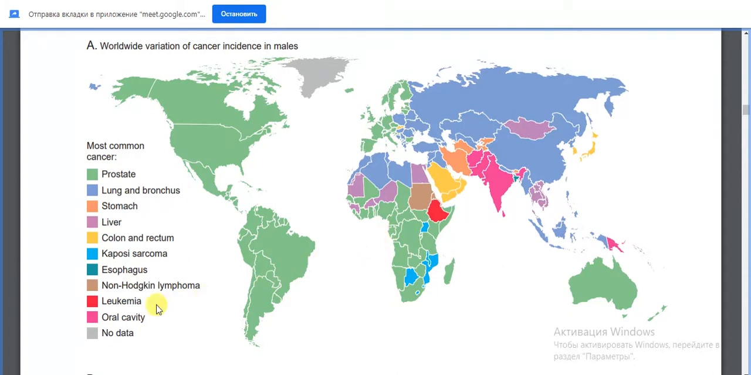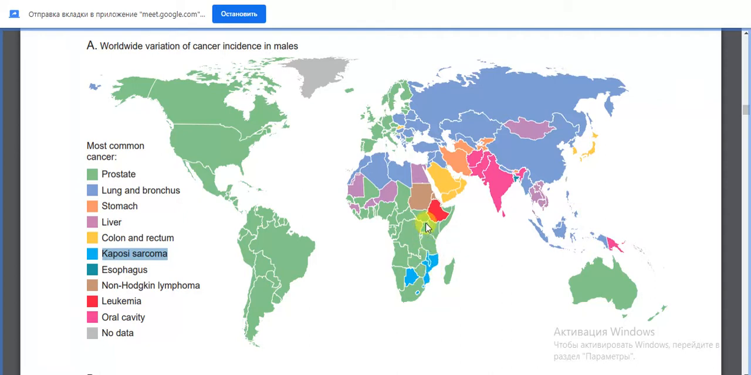Also, very common in some countries of Africa is Kaposi sarcoma. What is Kaposi sarcoma? Kaposi sarcoma appears only in relation to AIDS. The HIV virus causes AIDS, and due to AIDS, Kaposi sarcoma evolves. And in these countries, AIDS is extremely common, and that's why Kaposi sarcoma is common there.